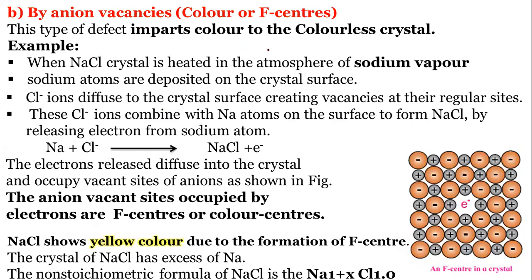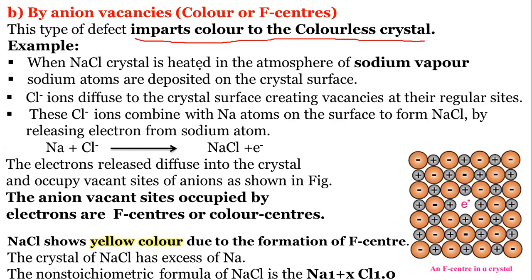This is newly introduced in your syllabus, the anion vacancies. It is also called color or F centers. This is a specific type of defect which is very, very important from the examination point of view. This type of defect imparts color to colorless crystals, meaning color appears in the colorless crystal. We will see one example in detail.